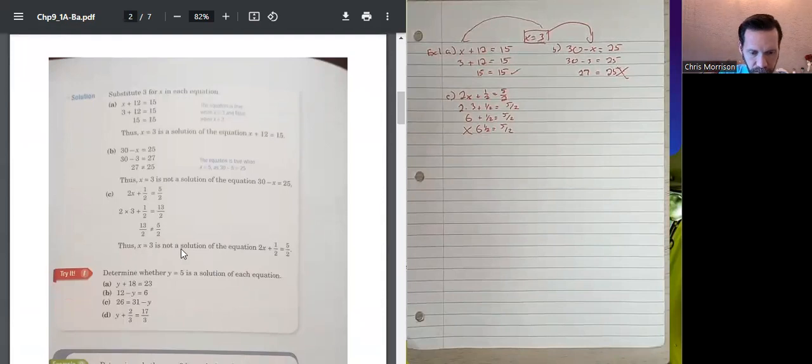Sure enough, we can tell that with X equals 3, X plus 12 is 15 is true, and the other two are false.